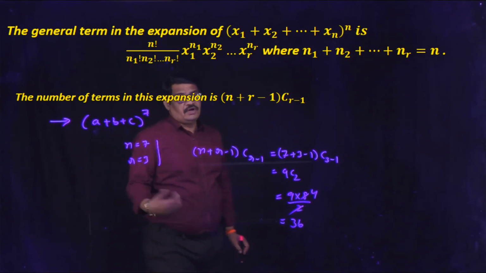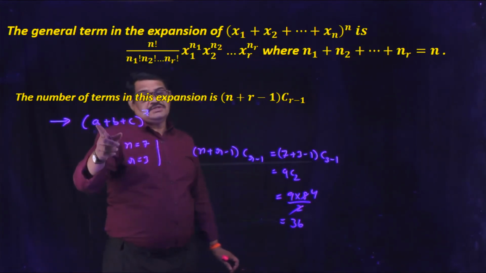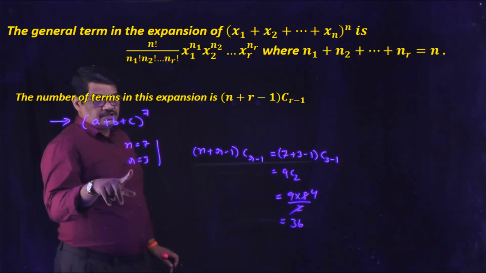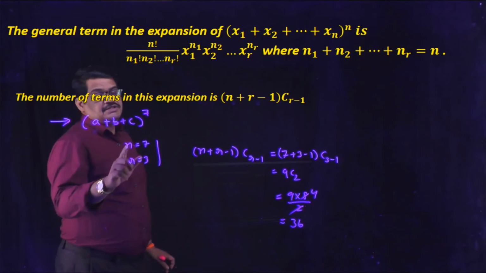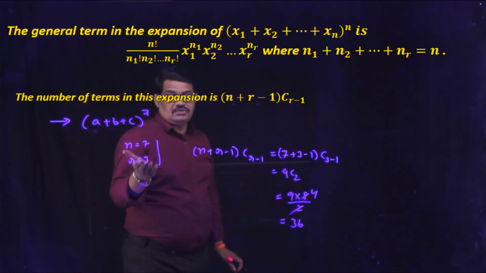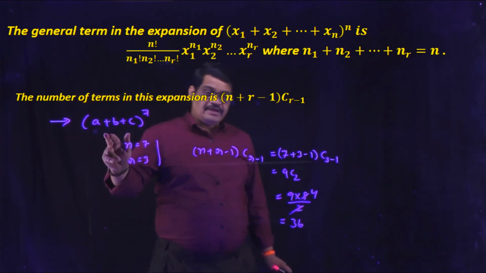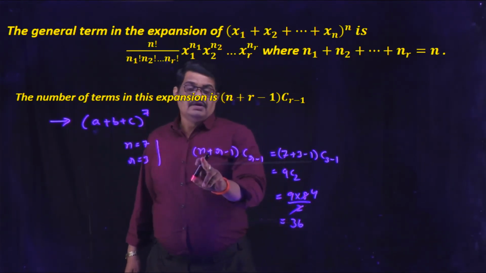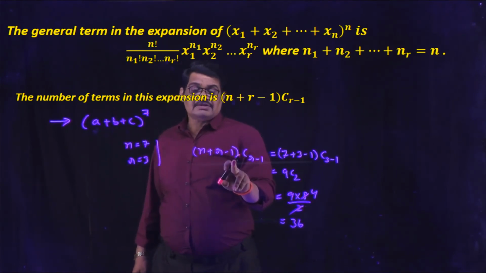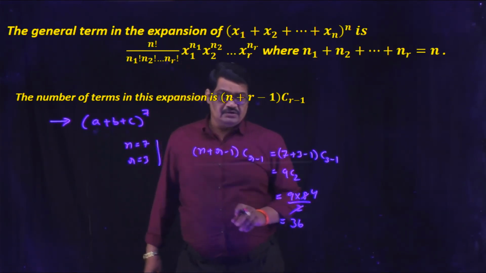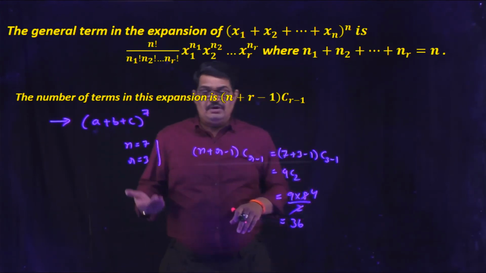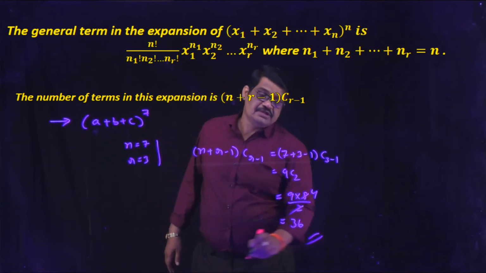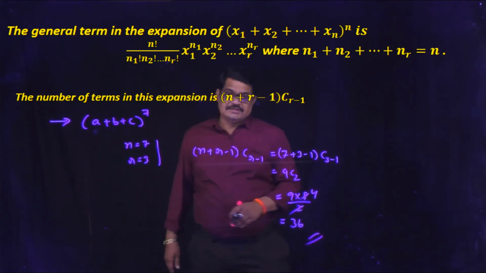Okay, so the number of terms in the expansion of (a + b + c)^n. Here r is 3, the index n is equal to 7 and r is equal to 3. In that expansion, the total number of terms is 36, using the formula (n + r − 1) C (r − 1). In that formula we take n as 7 and r as 3, and we get the number of terms in the expansion as 36.